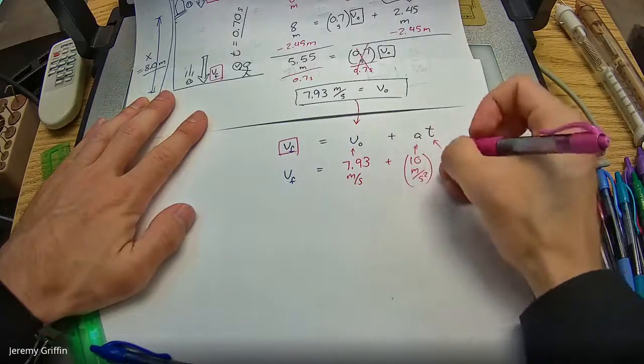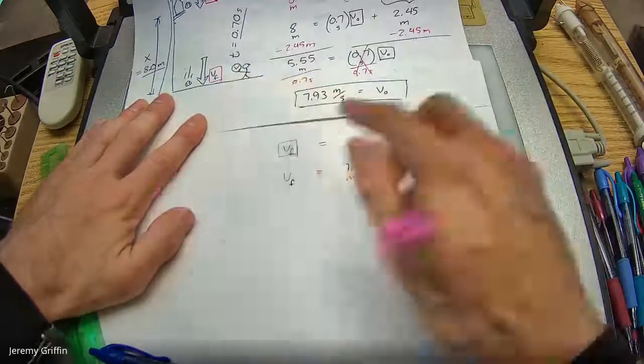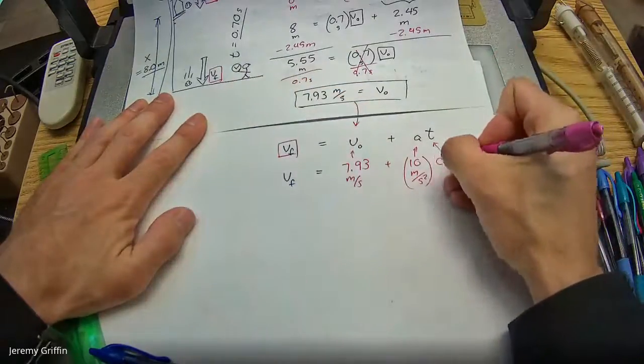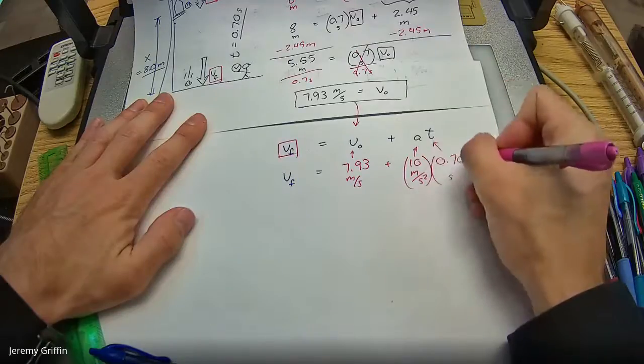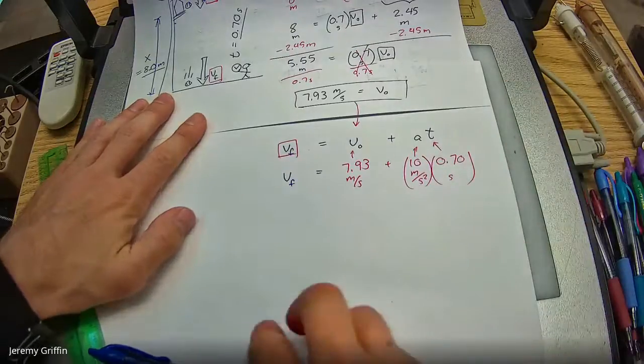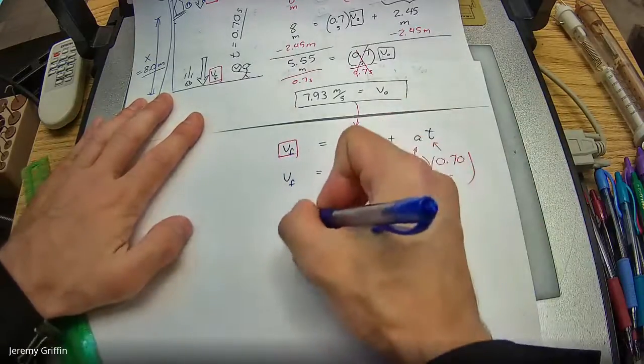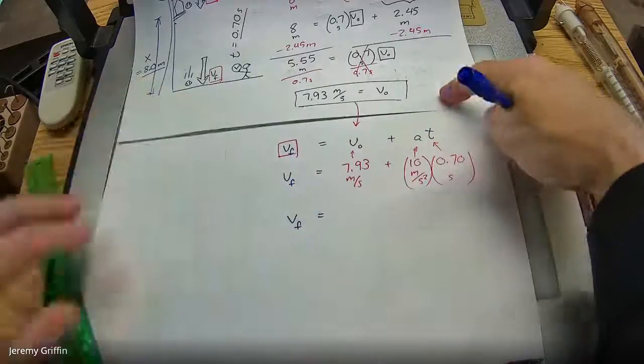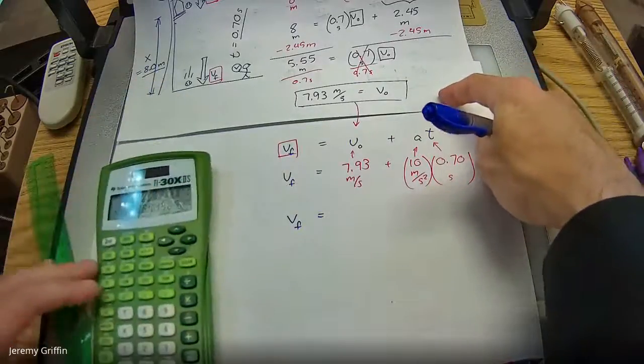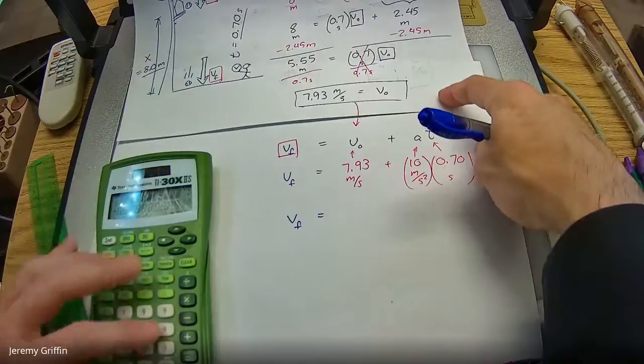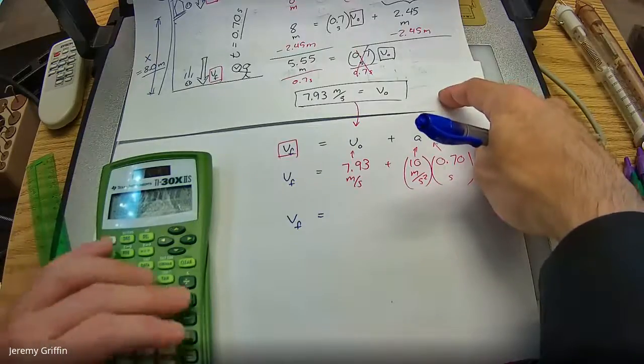Time. Now the time is given. Remember, there's a guy with the stopwatch here. Okay. So the whole time they have this measured time, so many seconds. About to get it. All I have to do is throw that in the calculator. So what is 7.93 plus 10 times 0.7.